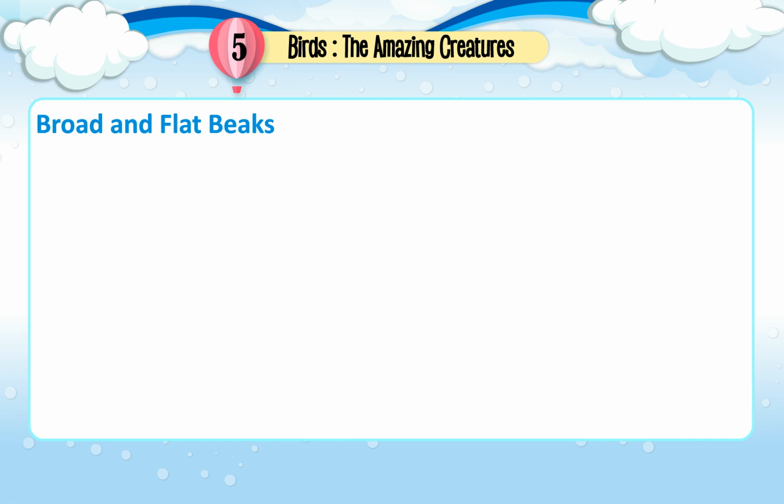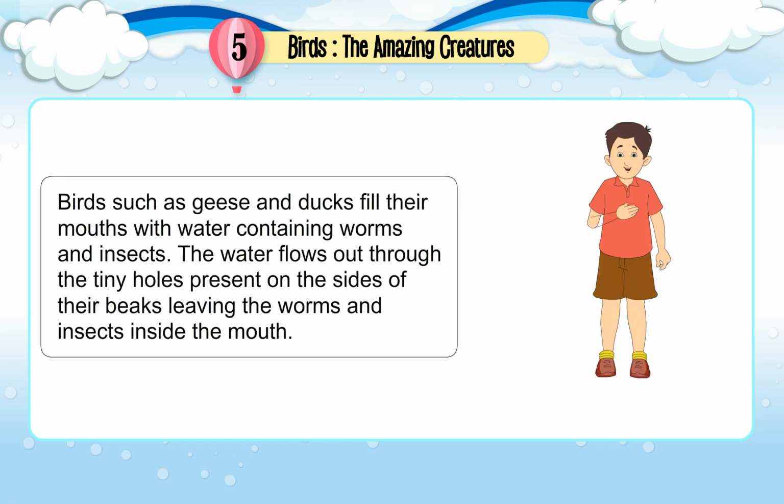Broad and flat beaks. Birds such as geese and ducks fill their mouths with water containing worms and insects. The water flows out through the tiny holes present on the sides of their beaks, leaving the worms and insects inside the mouth.